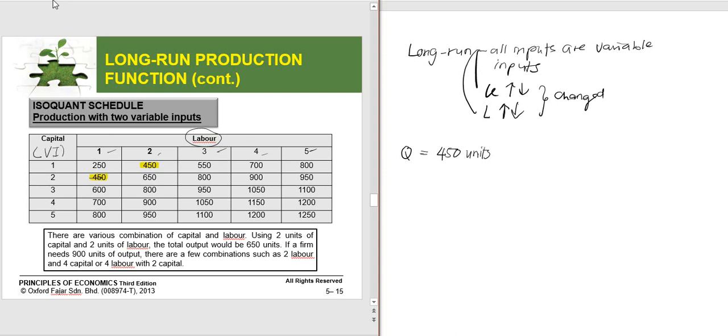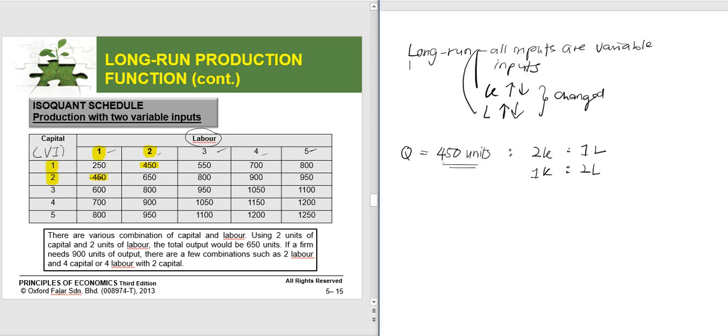The first combination that you can get is here: you can use two capital and one labor in your production, or you can use one capital and two labors. So you jot down: to produce 450 units, you can get two combinations of capital and labor. You can either use two capital and one labor, or one capital and two labor. These two combinations will generate the same level of output, which is 450.